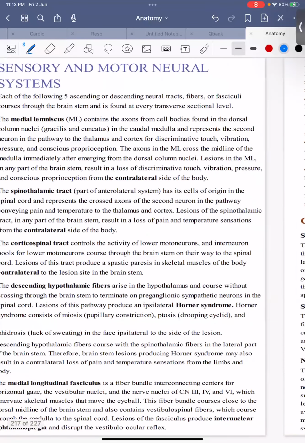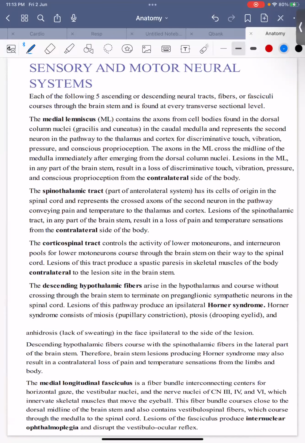Now, what do we have? We have the sensory and the motor neural innervations. Okay, let's talk about them at the level of the midbrain.